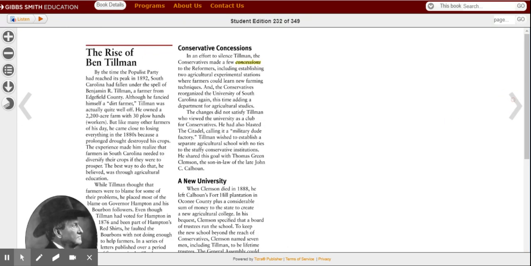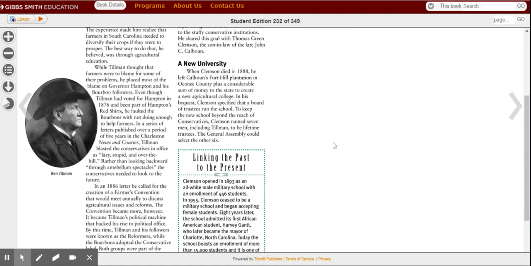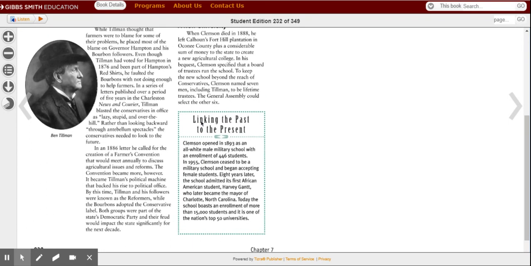All right. So let's talk about the rise of Ben Tillman real quick. He thought that farmers were to blame for a lot of South Carolina's problems. He wanted to create a new university, named after Mr. Clemson, in 1888. He was the executor of that man's estate, and he created an agricultural college and did away with a lot of the money that the University of South Carolina had previously been receiving for agriculture, and they literally created their own.